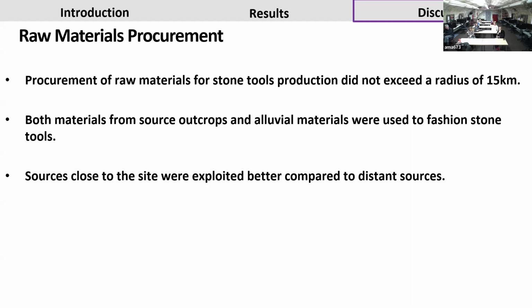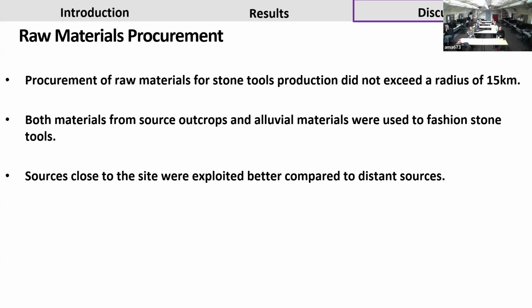And thirdly, you can see that sources that are close to the site were exploited more compared to distant resources, as is evident in that sources from Santa Ana Hill and above the rubble, where the distance is less than 1 kilometer, were exploited more compared to other sources, particularly the Salou River area, which was only one source. Apart from the fact that it's very far from the site, another thing is that it's the poorest material that people can fashion stone tools from.